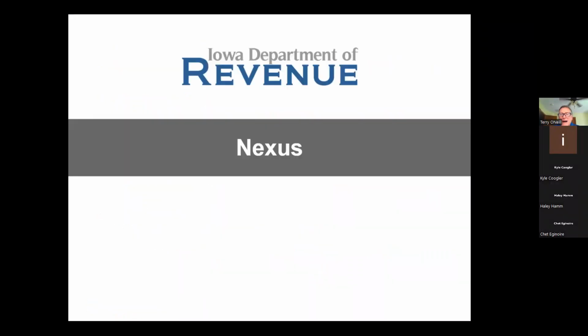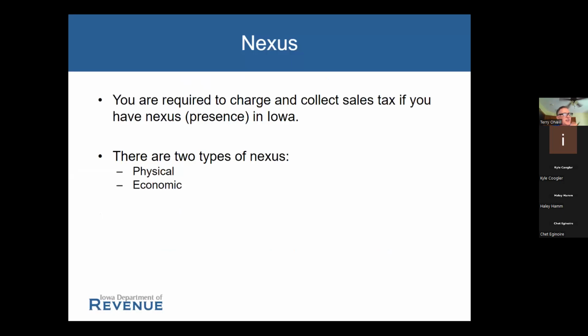Going to talk a little bit about Nexus. And what in the world is Nexus? Well, Nexus is a fancy term that basically means a presence in Iowa. You are required to charge and collect sales tax if you have Nexus in Iowa. There are two types of Nexus, okay? There is a physical Nexus and there is an economic Nexus.